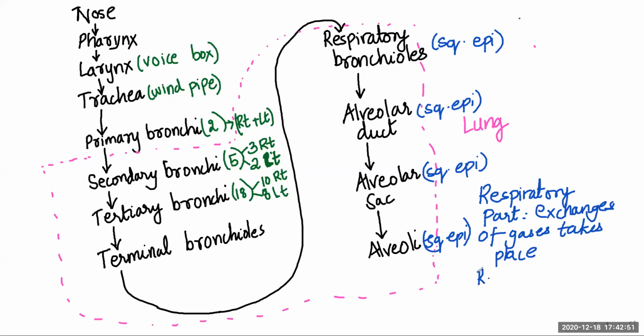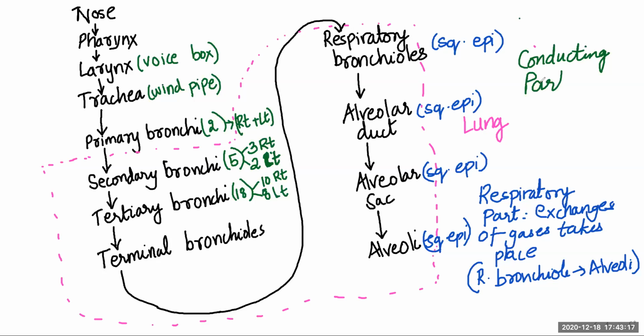So from the respiratory bronchiole to the alveoli is called the respiratory part of the respiratory system. Then there is a part called the conducting part. What is the meaning of the word conducting part? The part which only helps in conduction of air and does not involve in exchange of gases.